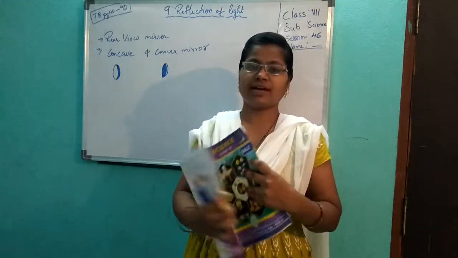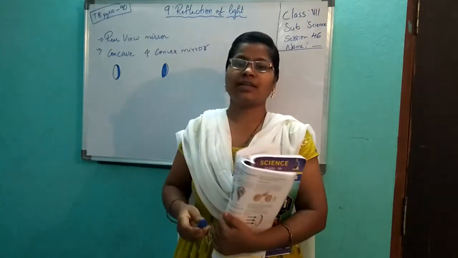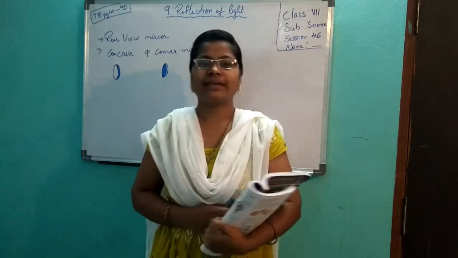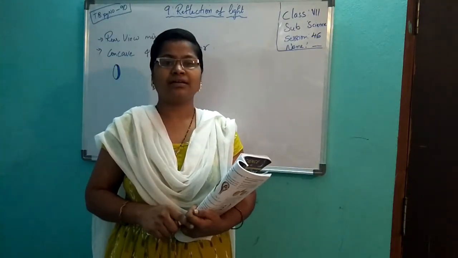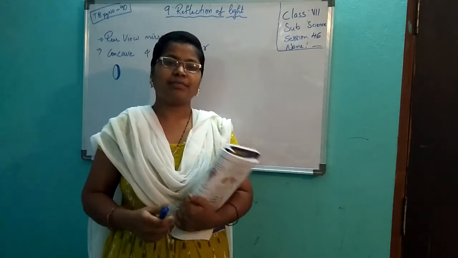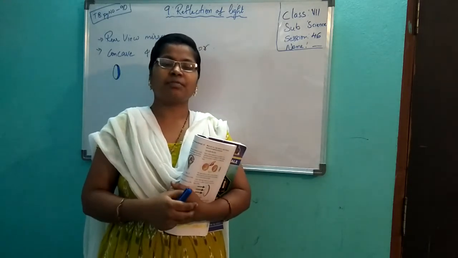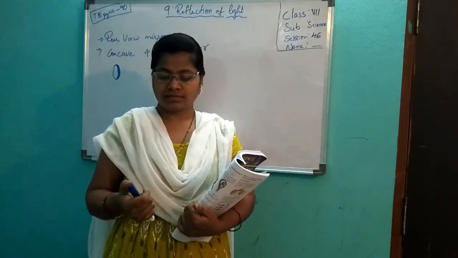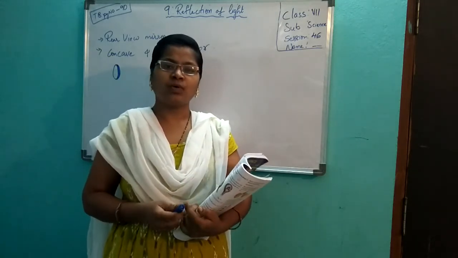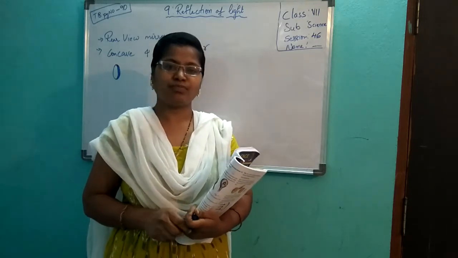Okay, last class you learned about reflections, how mirrors reflect and copy, and mirror images, and playing with mirror reflections like making a kaleidoscope and a periscope. Now you will read about different types of mirrors.